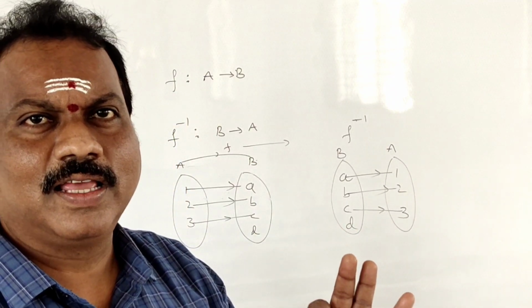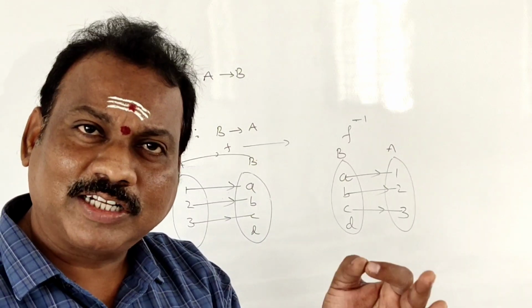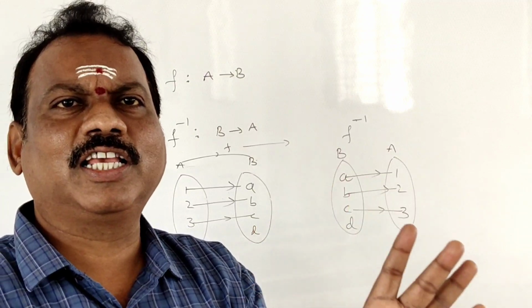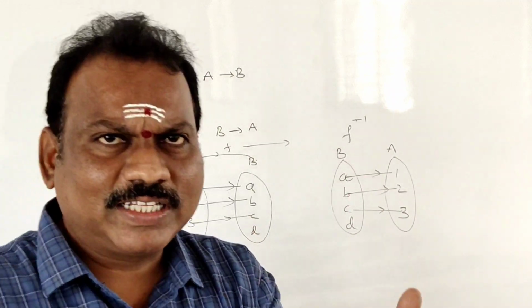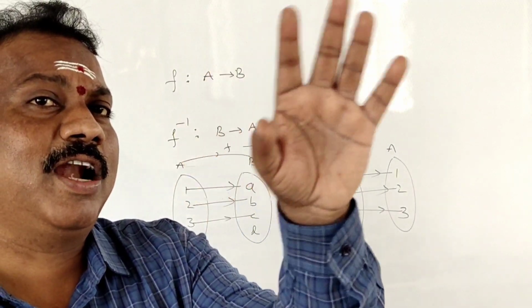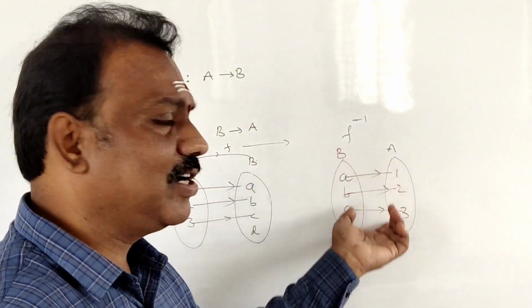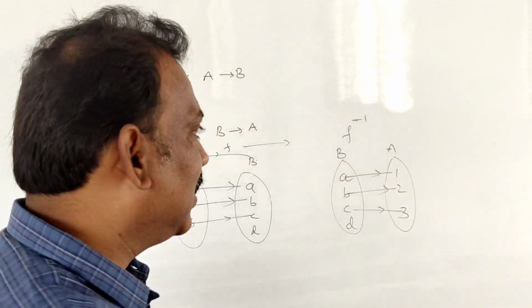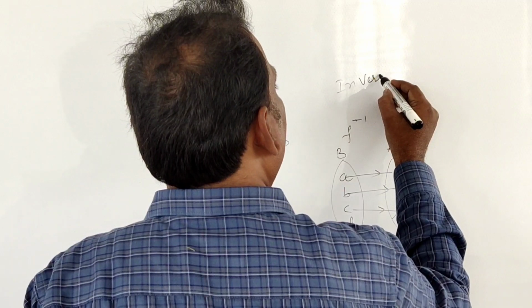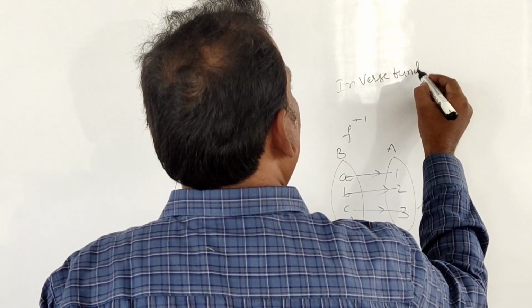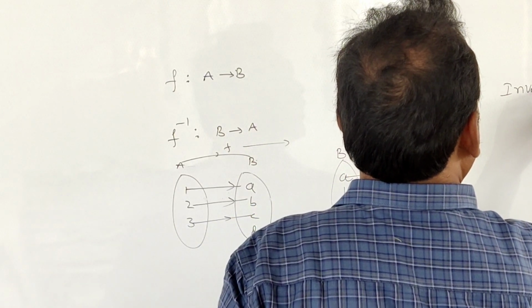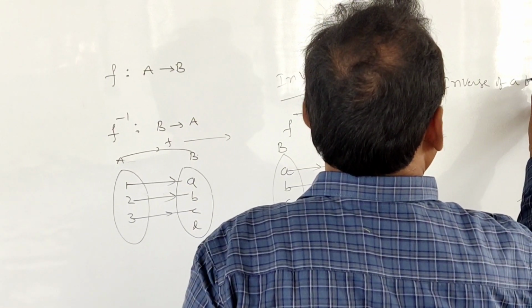Inverse function may be a function, may not be a function. Inverse means if a function is from A to B, if you reverse it, that is called inverse function. Inverse function may or may not be a function. You will notice that here it is not a function, but this is called inverse function. We have one more: inverse of a function.